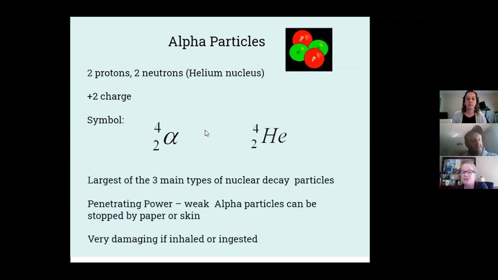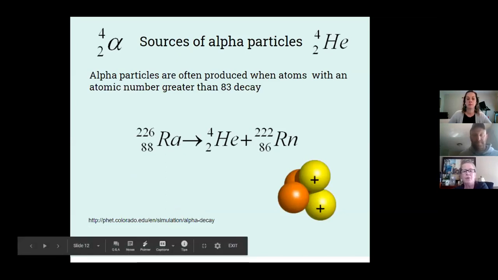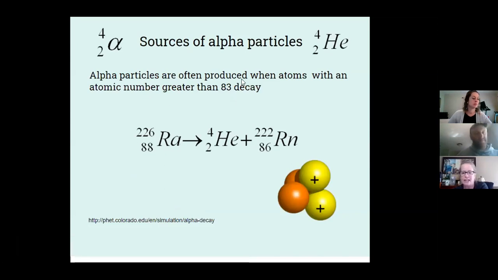It's the largest of the 3 main types of nuclear decay particles. It's a weak penetrating particle. It can be stopped by paper or skin, but if you ingest it or inhale it, it can do a lot of damage. Sources of alpha particles: they're often produced when atoms with an atomic number greater than 83 decay. So that's down near the bottom.